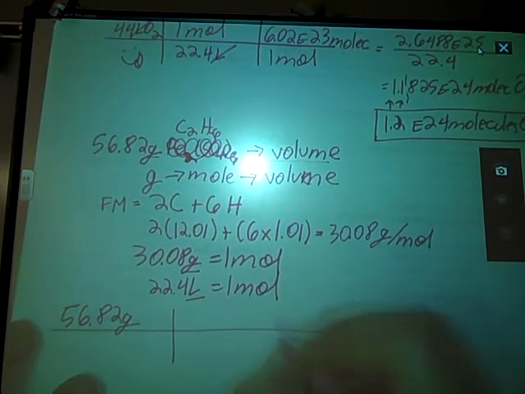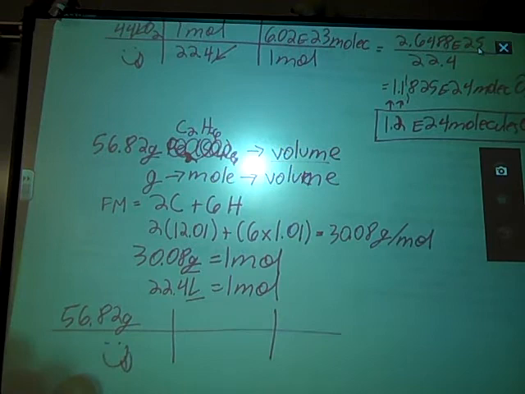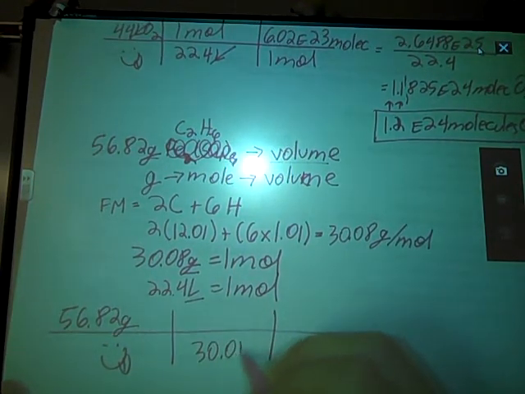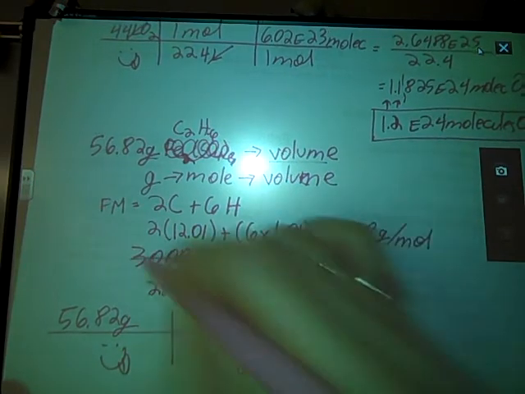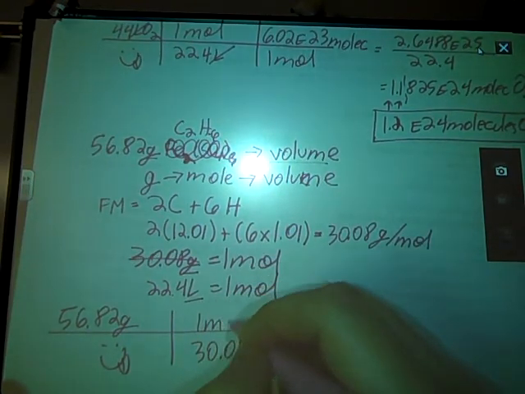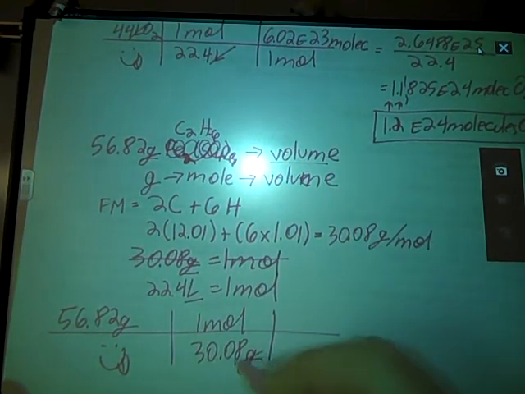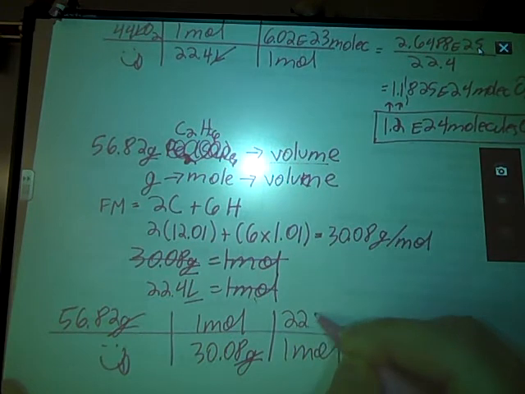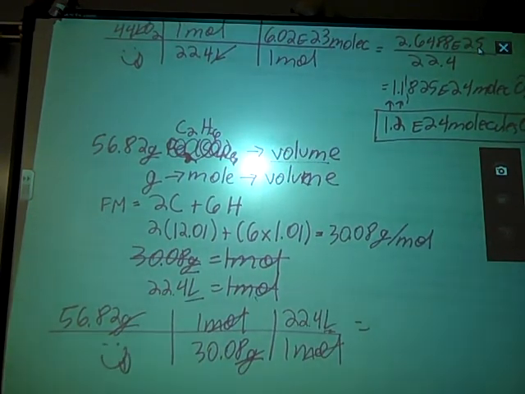56.82 grams. Nothing goes in the bottom left corner. Grams, I don't want them. Make them go away. 30.08 grams. Takes care of that first part. 1 mole on the top. Grams cancel. I'm left with moles. Still don't want moles. 1 mole on the bottom. 22.4 liters on the top. We're left with liters. Good thing too, since that is the unit that I wanted.